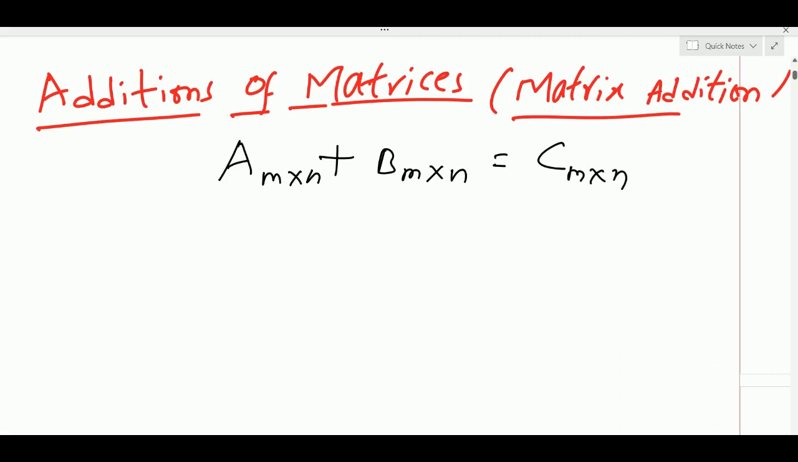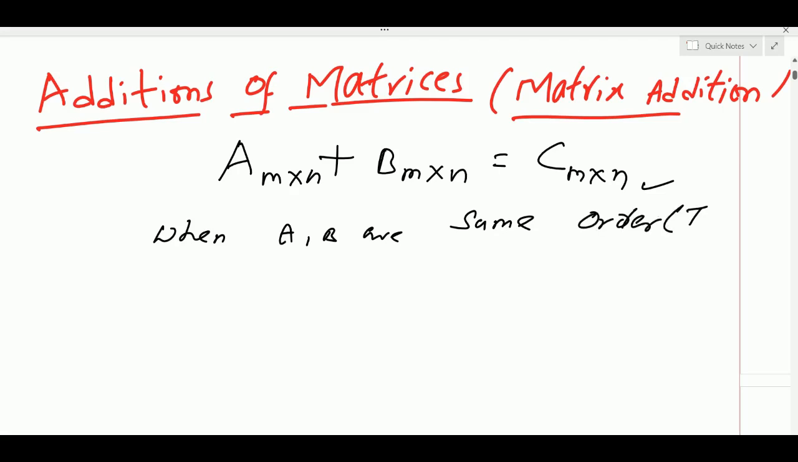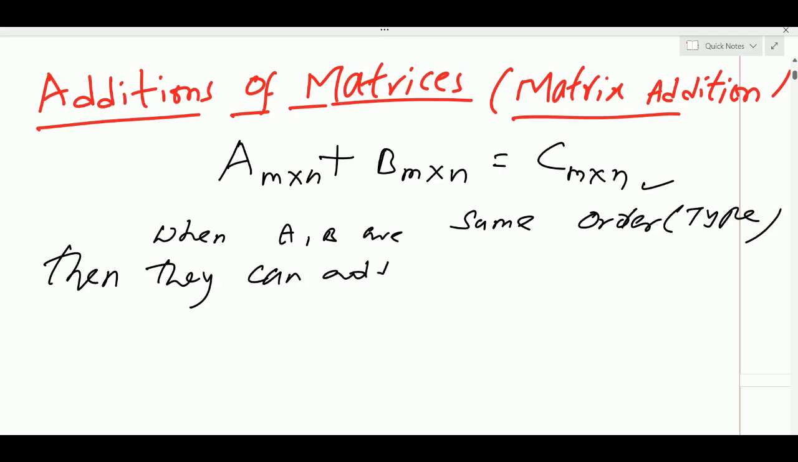So, when the matrices are added, they must be in the same order. Only then can we add them, and the resultant matrix is also of the same order. So, matrices can be added when A and B are of the same order. Okay, now how do we add them?